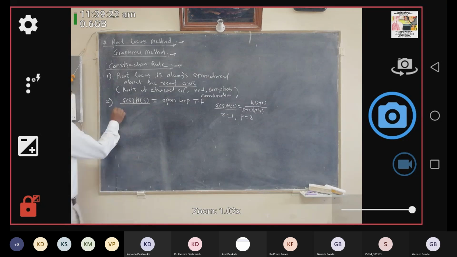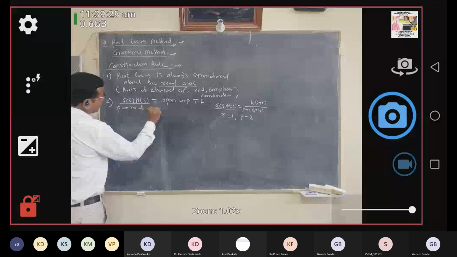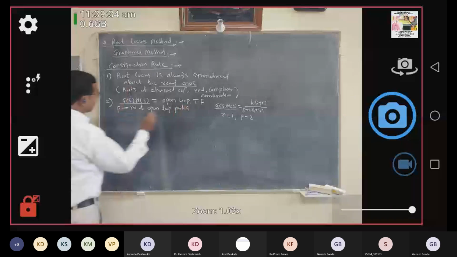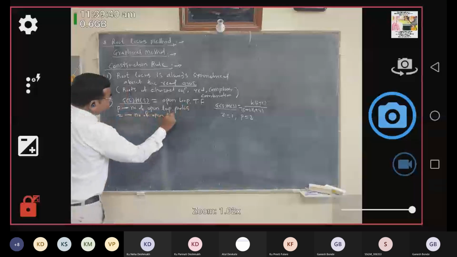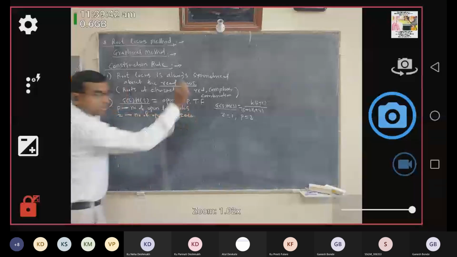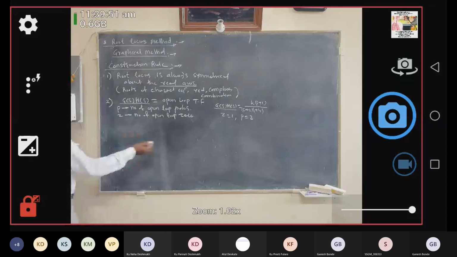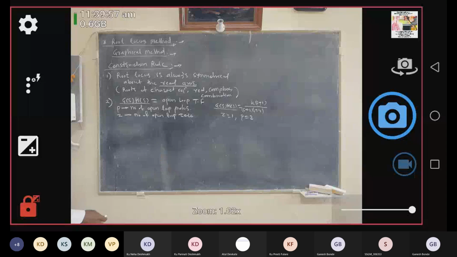Note down what P is: P is the number of open loop poles in the transfer function, and Z is the number of open loop zeros in the transfer function. Now there are three possibilities. Sometimes P is greater than Z, or sometimes Z is greater than P, or sometimes Z is equal to P. For these three cases we have to analyze our system.